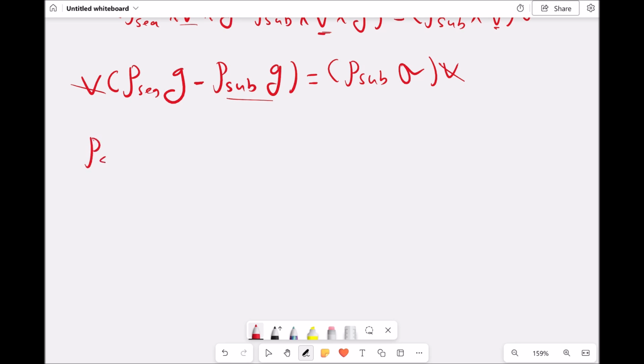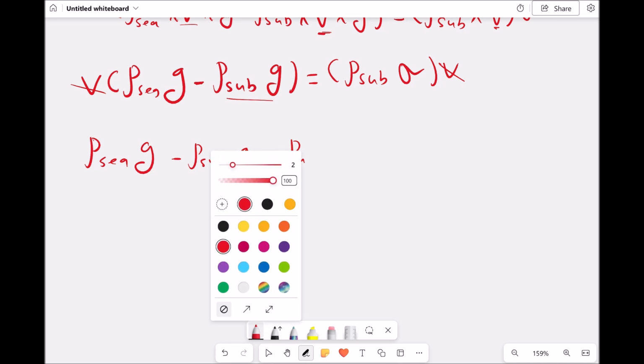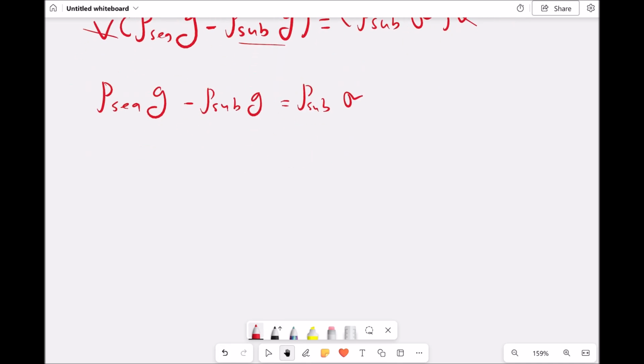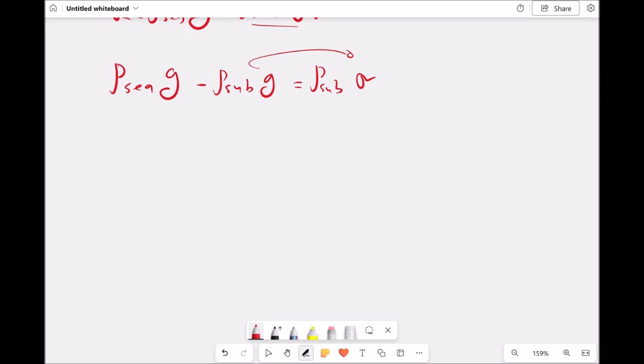So you have density of the sea multiplied by gravity minus density of the submarine multiplied by gravity, which is equal to density of the submarine multiplied by acceleration. Now look, take this one to the side. So you have density of the sea multiplied by gravity is equal to what? Is equal to density of the submarine multiplied by acceleration plus density of the submarine multiplied by gravity.